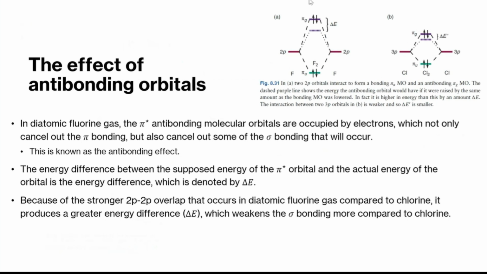So, the energy difference between the supposed energy of the pi antibonding orbital and the actual energy is the energy difference. And because fluorine has that greater degree of overlap compared to something like chlorine gas, that energy difference will be much larger, making that bond weaker.